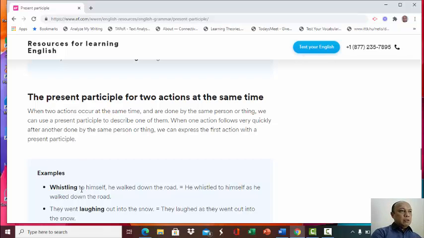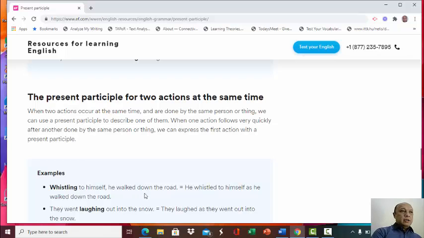Whistling to himself, comma, don't forget the comma here. Whistling to himself, comma, he walked down the road. Now you may also notice that the subject of the action walk is he, which is the same as the subject of the action whistling. So both verbs here, whistling and walk, are done by the same subject. And that's important in this pattern.